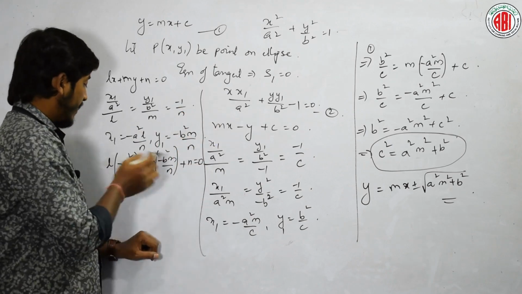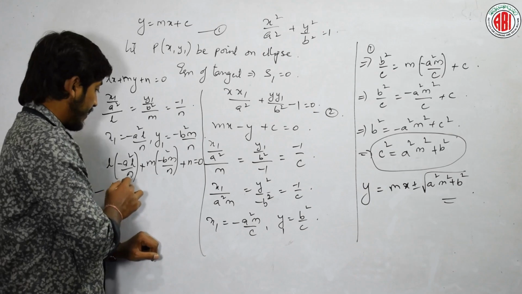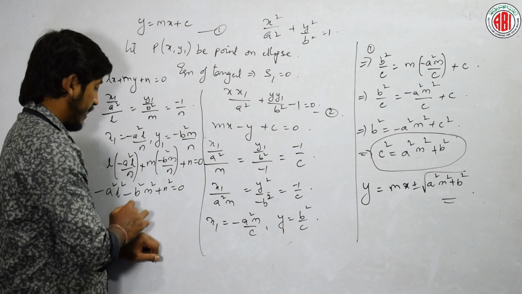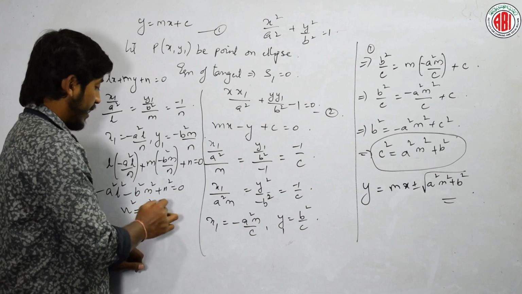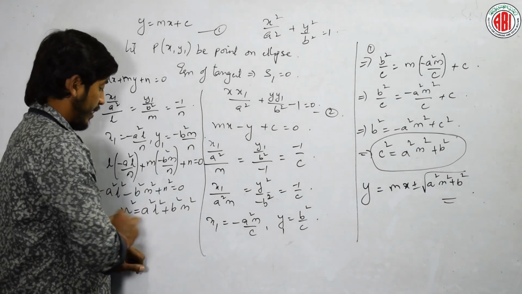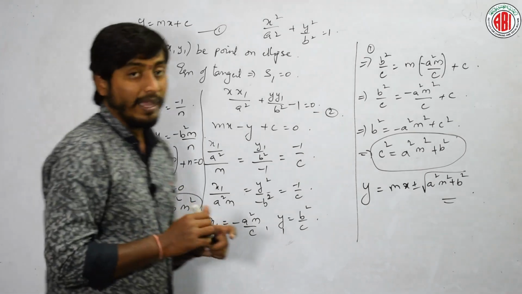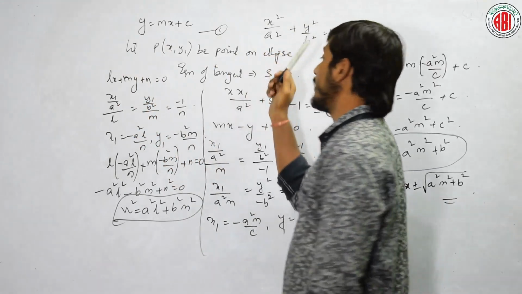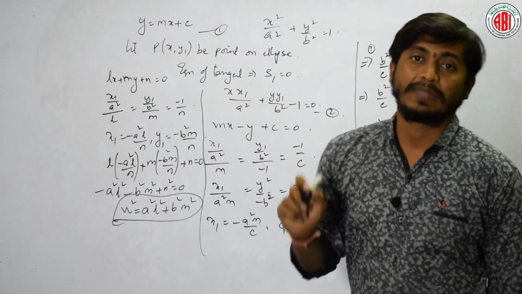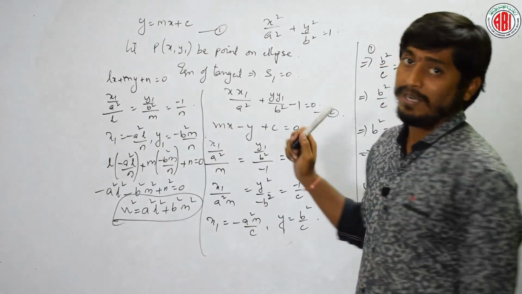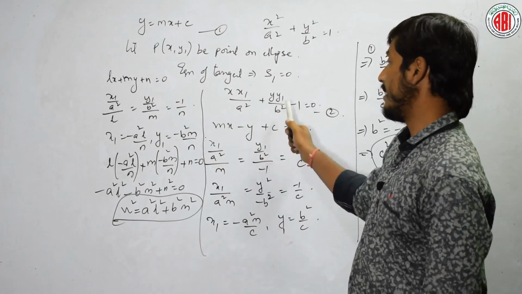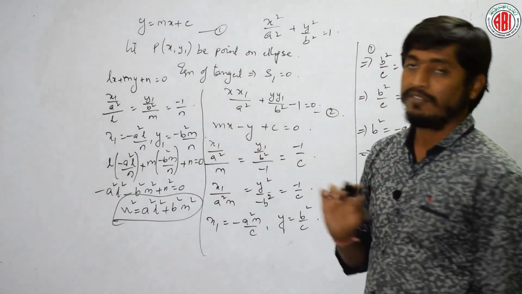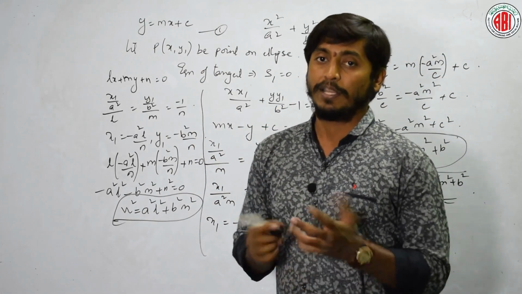Okay. So, let me take the condition now: a square l square minus b square m square plus n square equal to 0. Obviously, n square equals a square l square plus b square m square. This is the condition when this kind of equation is assumed as a tangent to this ellipse. Clear? We can derive it, but the main thing is we have to assume this equation, find S1, and equate both the equations. Is it clear? Do you understand?